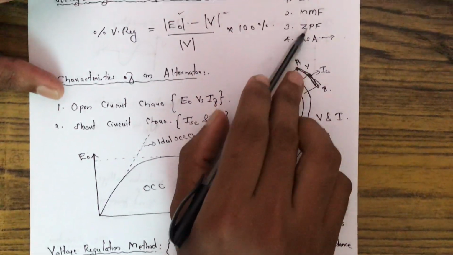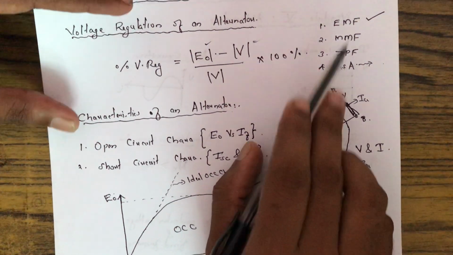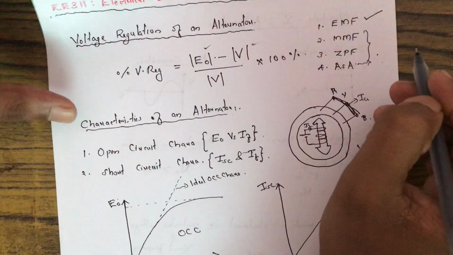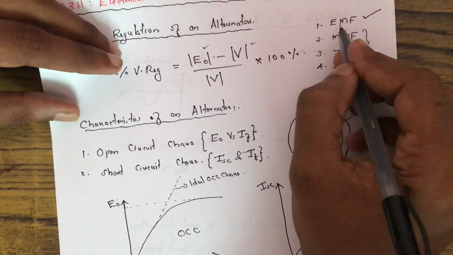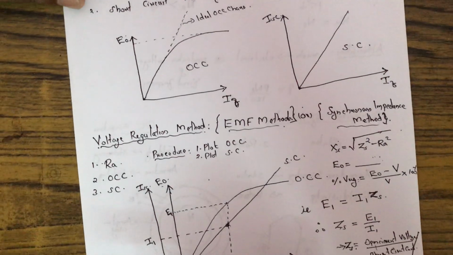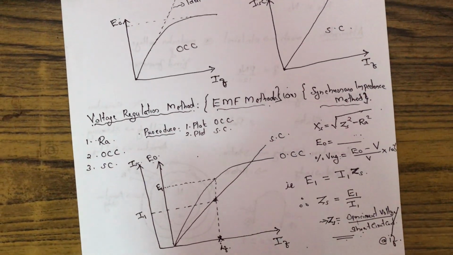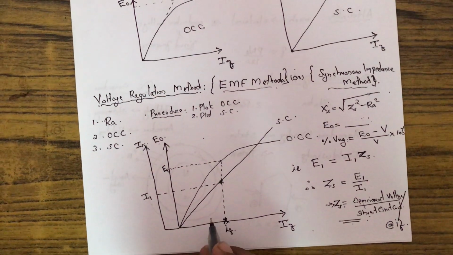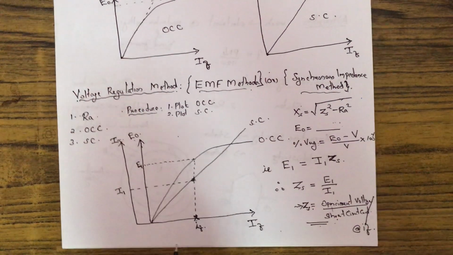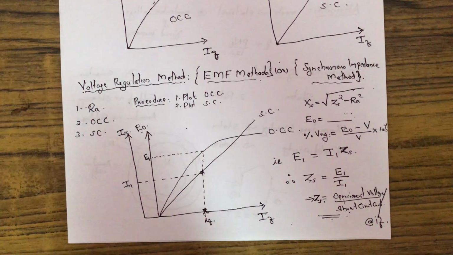Therefore there are some other methods for finding the voltage regulation, but these methods are not required for you. Only this method is needed. So there will be problems from this topic. So this is the voltage regulation of an alternator by the EMF method. Okay, thank you.